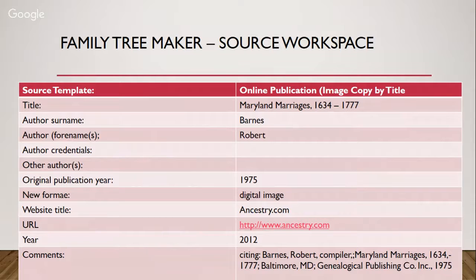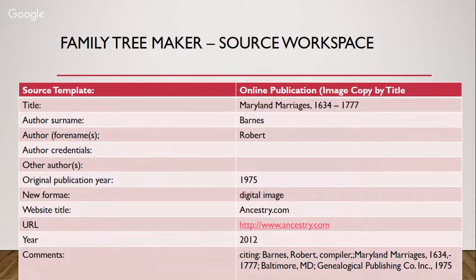I'm going to leave the next two fields blank because they were not in the book. The publication year was 1975. Remember, this is the book that Ancestry presented me. But the new format is a digital image. I'm looking at a digital image. I got it from Ancestry.com, and I enter the URL and the year that Ancestry published the database. So there are 2 publications going on here. One is for the original book. The other is when Ancestry.com published it on their website.